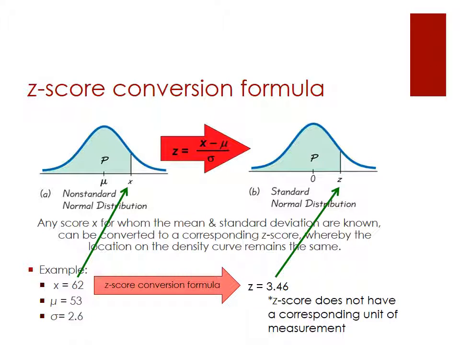Now notice when we plot these onto the graph, our x of 62 is going to correspond to the same location as our z of 3.46 on the relative distributions. So our probability calculations are going to be the same.